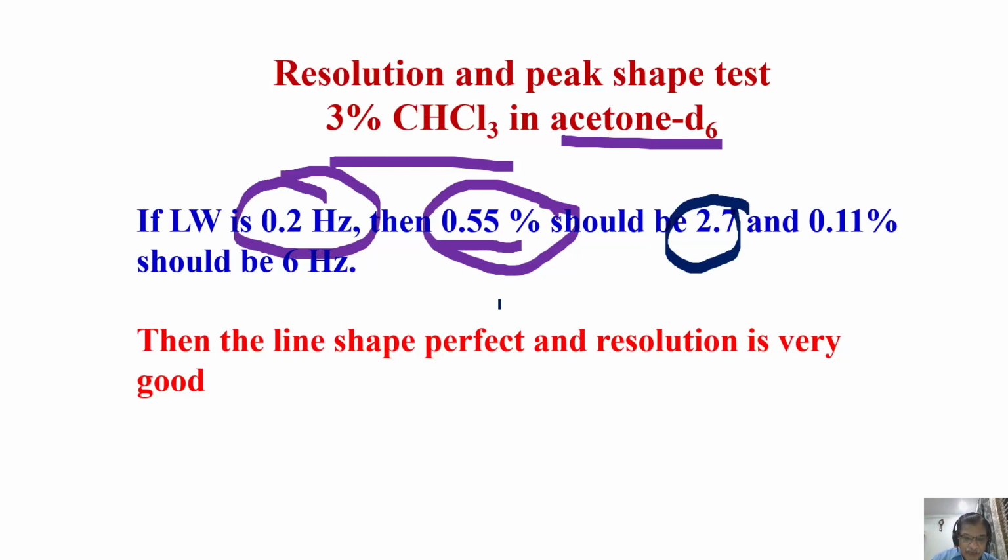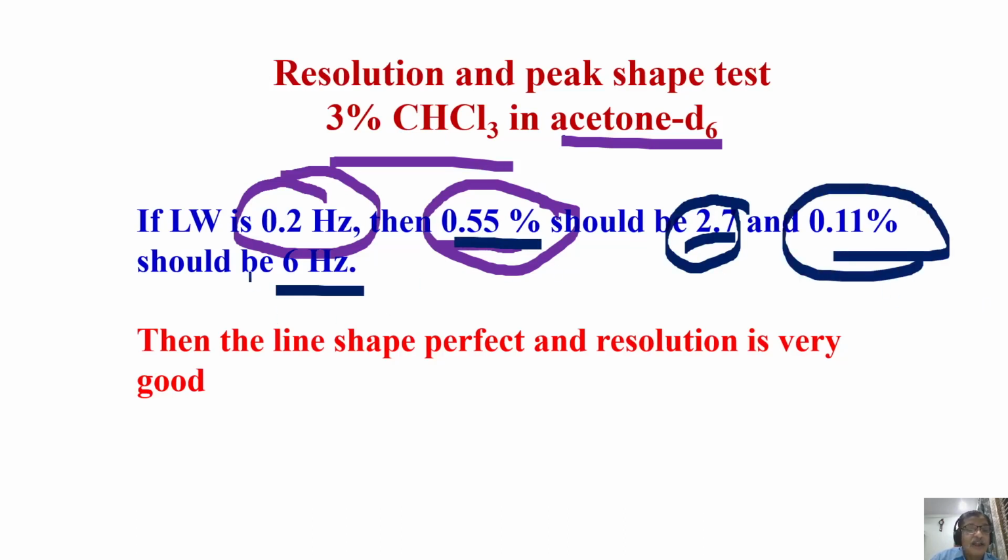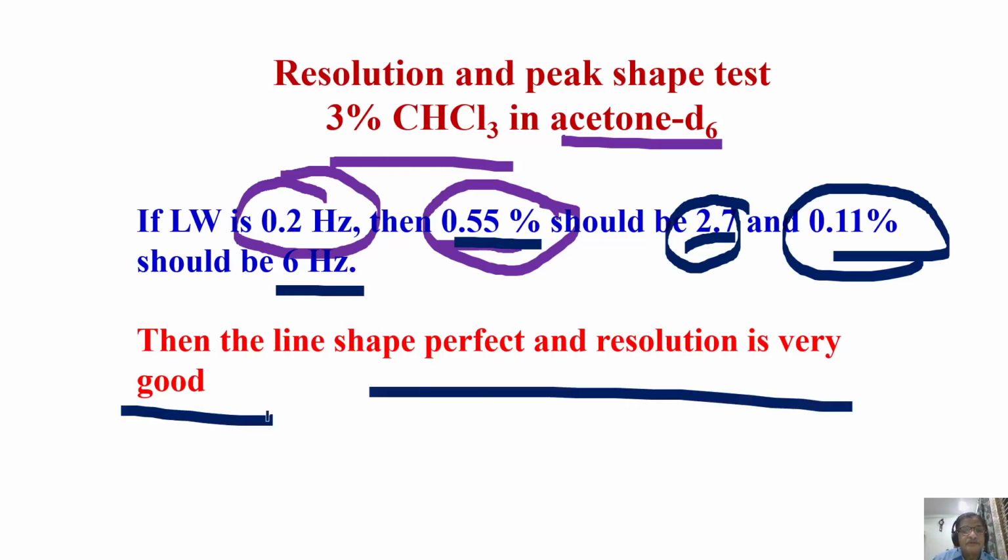Again, increase further. Measure at 0.11% of this height. It cannot exceed 6 hertz because your natural line width is 0.2 hertz. So natural line width tells you about resolution, but the peak width at 0.55% of the CHCl3 peak at the satellite height and at 0.11% of that will decide the shape of the peak. If these conditions are matched, then your line shape is perfect and resolution is very good.